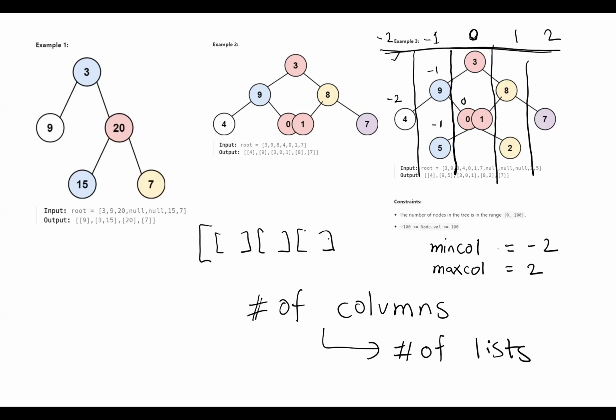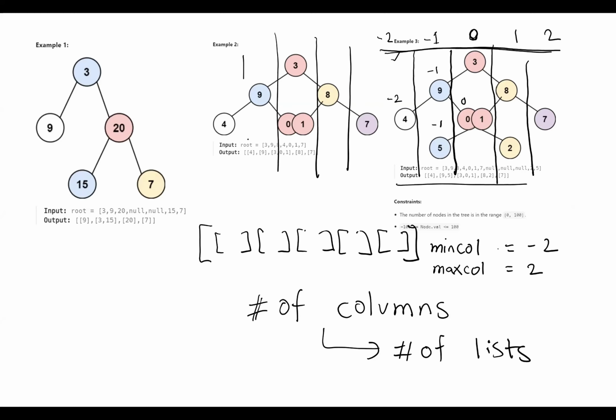Let's take a look at another example here. First thing is identifying how many columns there are, right? So we start from 0 and then we traverse the tree. Whenever we go to the left, we deduct 1. Whenever we go to the right, we add 1. So this one also becomes 0. This one becomes 1. This one becomes 2, right? Okay. So 5 lists again.